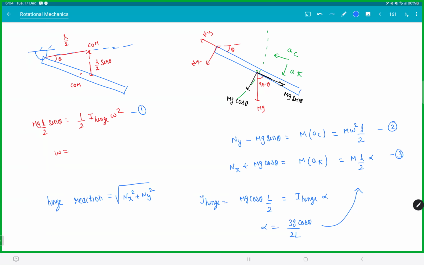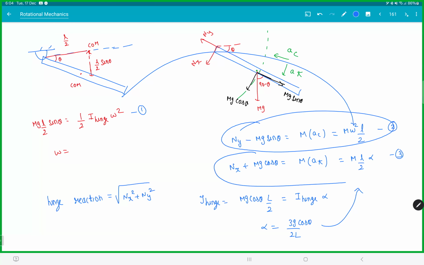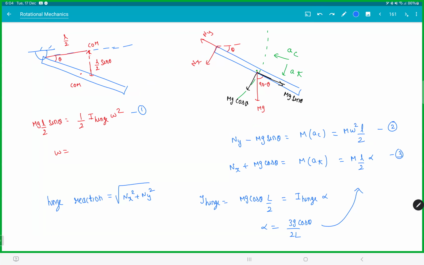How do you find A tangential? You won't get it directly. A tangential is R alpha. And how do you get alpha? You get alpha from taking torque about the hinge. So in order to find Ny, I need omega, that comes from energy. In order to find Nx, I need alpha, that comes from the torque equation. So we have two Newton's law equations, one torque equation, one energy conservation. Is this clear, everyone? The previous problem was easy because there was no Nx problem; alpha was 0.